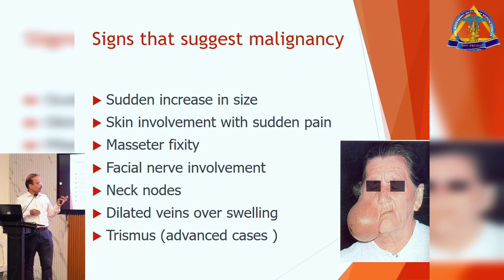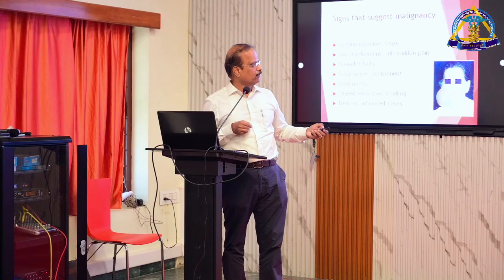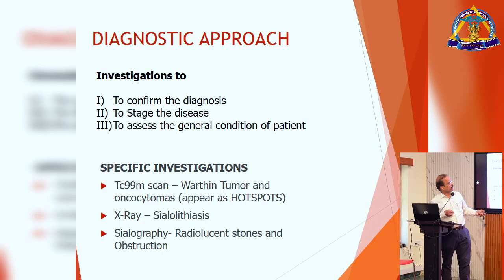In addition, it can produce neck nodes. There is mucoepidermoid carcinoma, which means there is an epidermal element. Whenever there is a squamous cell element, it will always go to the nodes. So these are some of the features of parotid malignancy or salivary malignancy.